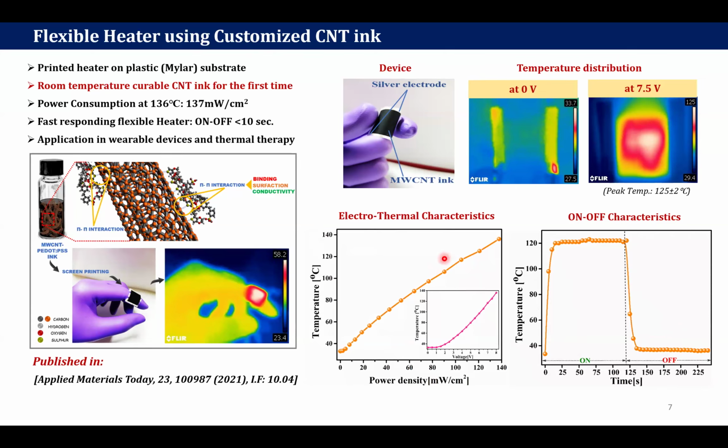If you look into the electrothermal characteristics of this ink, for reaching a temperature of around 136 degrees Celsius, it is consuming merely around 137 milliwatt per meter square. That much low power consuming it is. And if you see the on-off characteristics of these heaters, within 10 seconds it reaches the maximum temperature of 120 degrees Celsius. And if you switch it off, it comes back to room temperature within another 10 seconds. These results we published a couple of years back in Applied Materials Today.